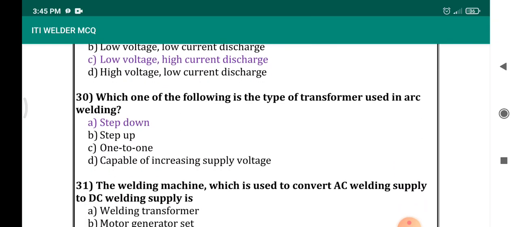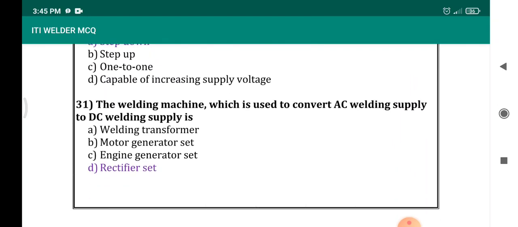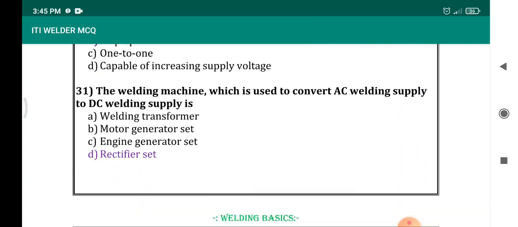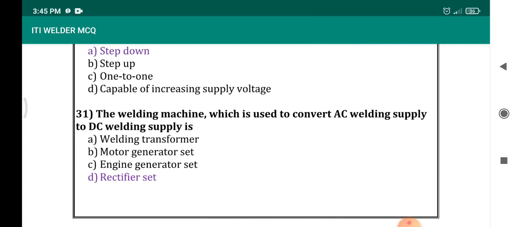Which of the following is a type of transformer used in arc welding operation? As mentioned, we use a step down transformer, as we require low voltage and high current for the welding operation. The welding machine used to convert AC welding supply to DC welding supply is a rectifier. The inverter converts DC supply to AC supply, and the rectifier converts AC welding supply into DC supply.